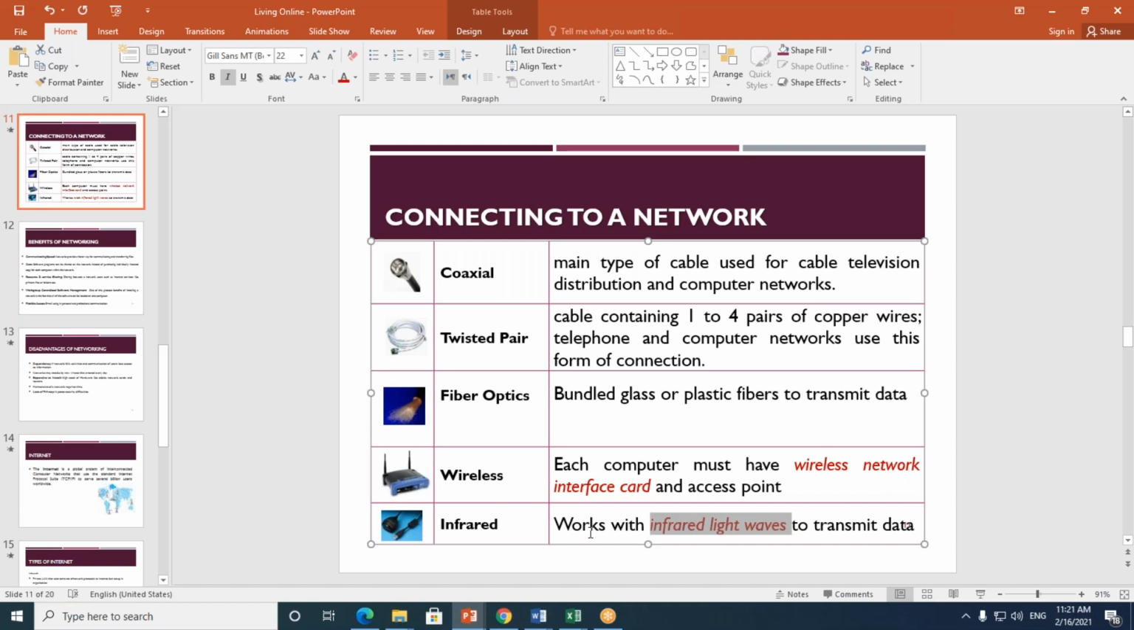Such a way, this is how to connect to a network, or connect your computers through a network. I hope it is clear.